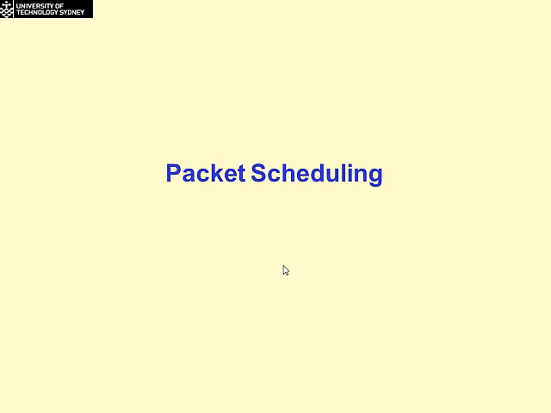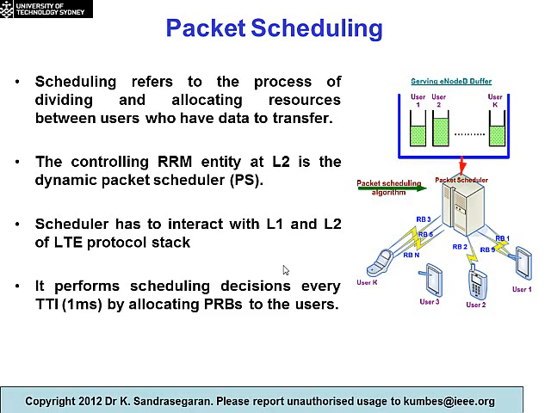Okay, we move on to the second and probably the most important function of the RRM, that's packet scheduling. So what do we mean by packet scheduling? Well, if you look at the downlink side, in the E node B, there will be many buffers. Okay, into each buffer, we have a user's packets coming in. Okay, and these packets then have to be transmitted on the downlink to the various users.